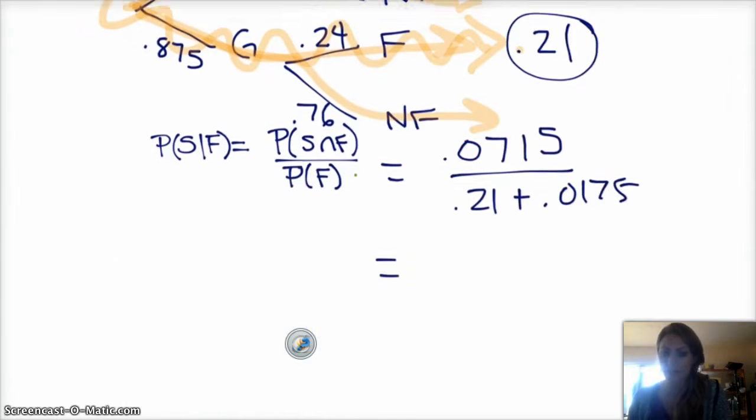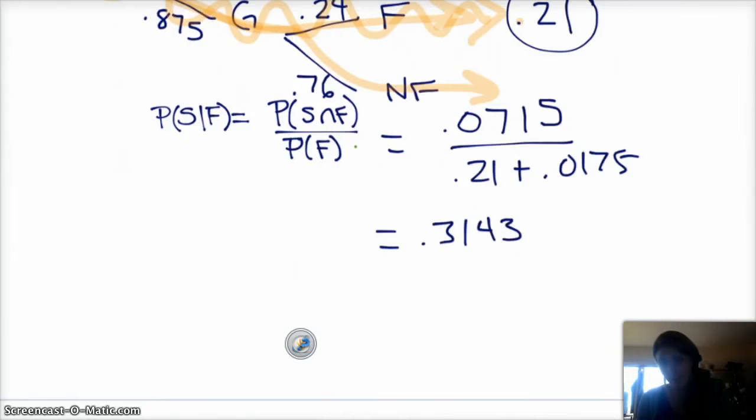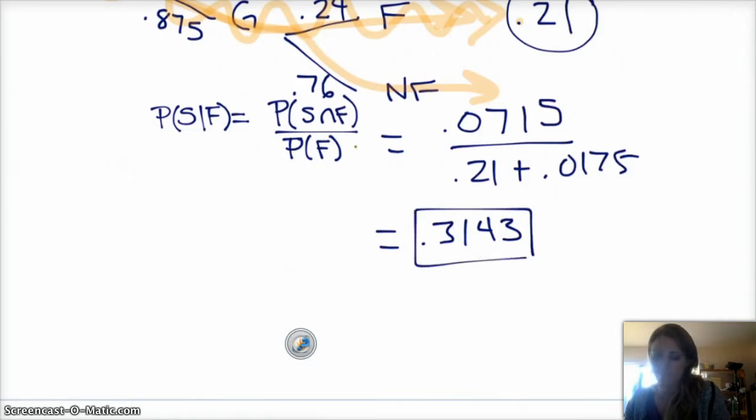So then our final answer is that simplified. Given that somebody had the flu, the probability of that person being a senior is 31%. And that would be your answer. All right, good luck.